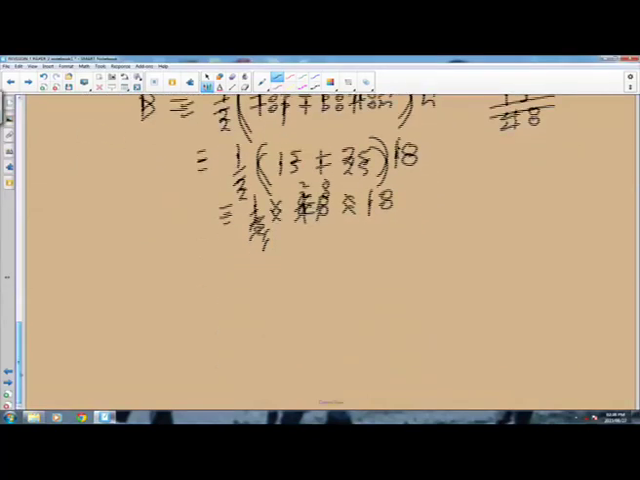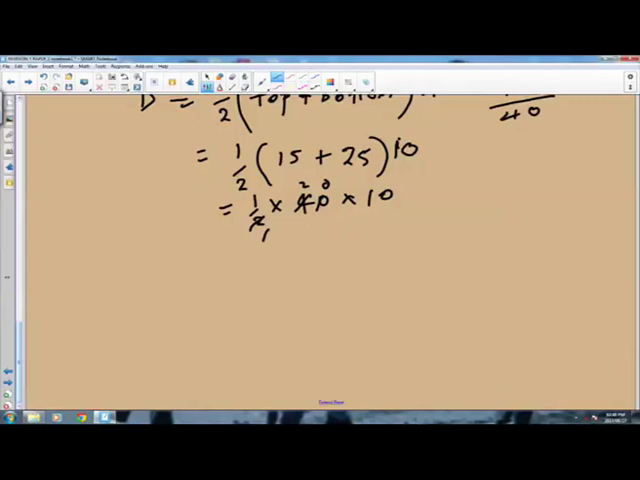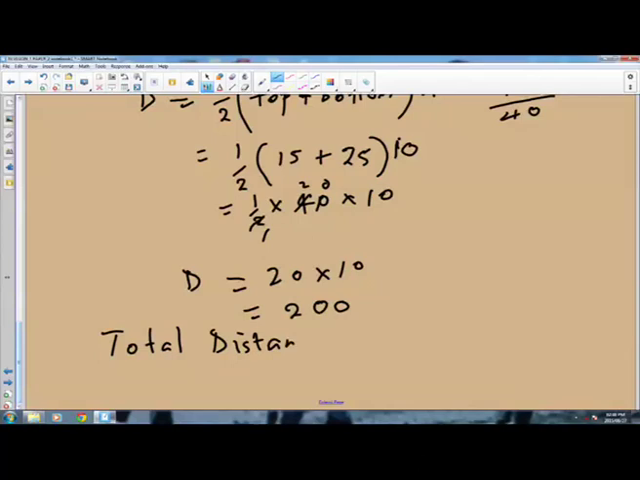And this is simply saying the total distance traveled. The total distance traveled is 20 times 10. And then what is 20 times 10? 20 times 10 is equal to 200. And to answer this question, the total distance traveled is equal to 200 meters. This is how we find the total distance traveled in a speed time graph.